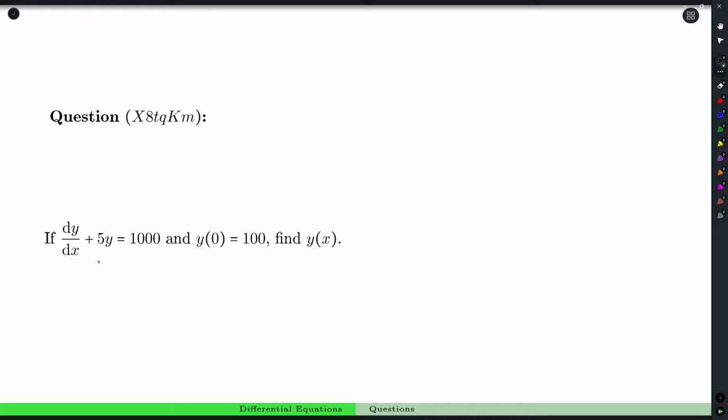If dy by dx plus 5y is equal to 1,000 and y at 0 is 100, find this function y in terms of x. So we notice, hey, we've got a first order linear differential equation. And it's already written in standard form, basically. I prefer to have a y prime, personally, but dy by dx, that's fine.